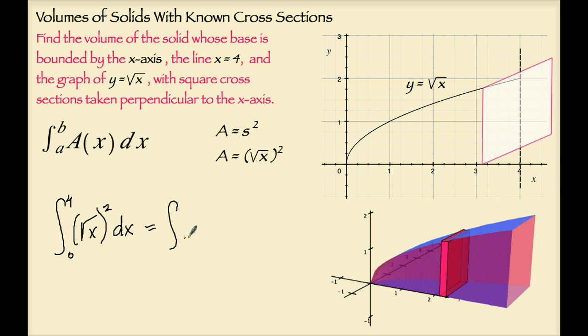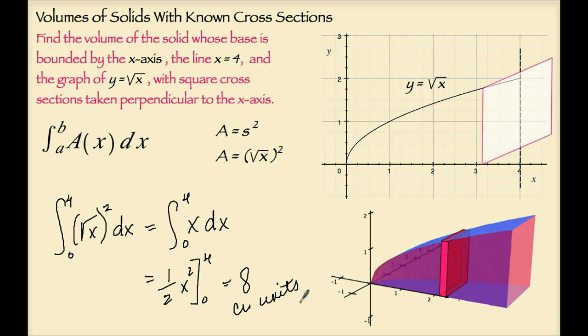Let's simplify this integral. 0 to 4, x dx. When we integrate, 1/2 x squared, and we'll evaluate from 0 to 4, which gives us 8 cubic units. And that's the volume of our solid. Here's a three-dimensional representation of the solid.